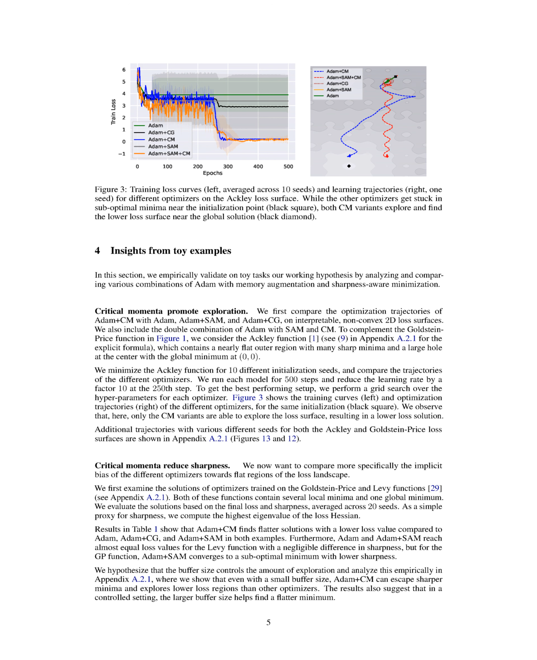in the appendix. Next, we wanted to compare the implicit bias of the different optimizers towards flat regions of the loss landscape. We evaluated the solutions based on the final loss and sharpness, averaged across 20 seeds. As a simple measure for sharpness, we calculated the highest eigenvalue of the loss Hessian. Our results showed that Adam combined with CM found flatter solutions with a lower loss value compared to Adam alone, Adam with CG, and Adam with SAM in both examples.